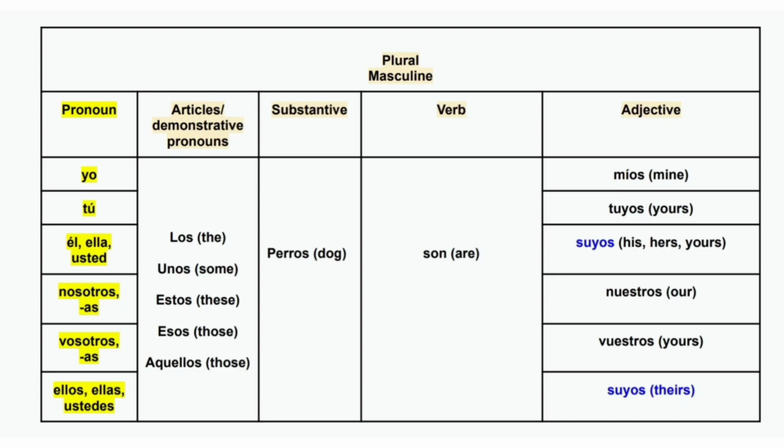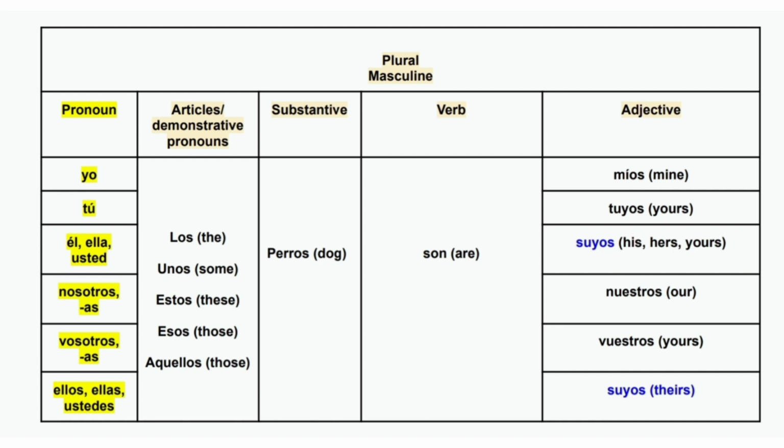So let's look at the plural form for a masculine word. We're going to use the same example. Los perros, the dogs. Los, unos, estos, aquellos. Aquellos perros son míos. Estos perros son nuestros. Los perros son vuestros. Unos perros son suyos.